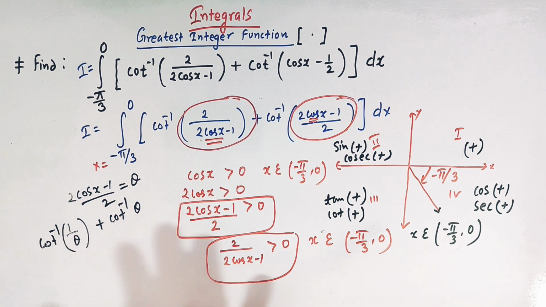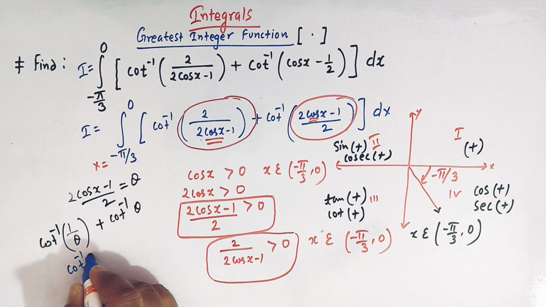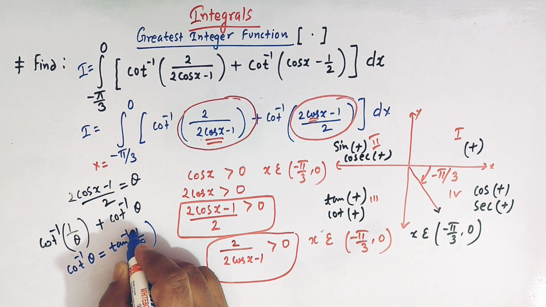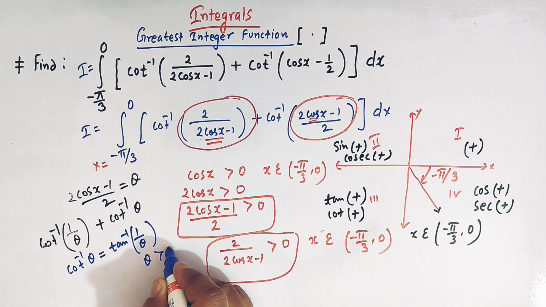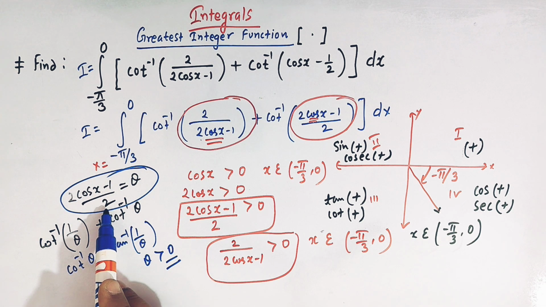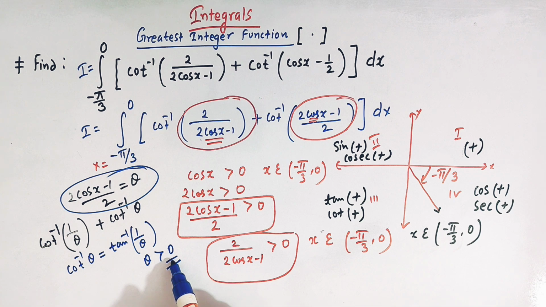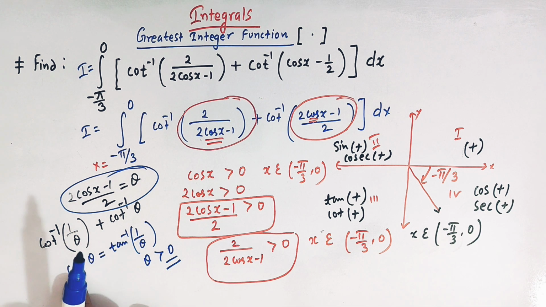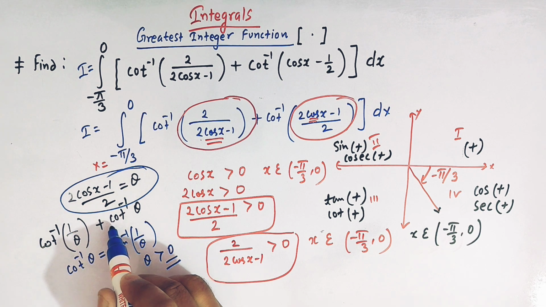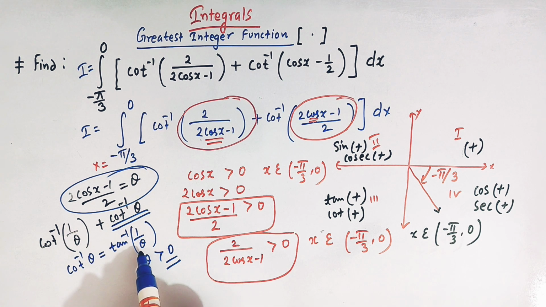So now from the properties of inverse trigonometric functions, we know that cot inverse of theta is equal to tan inverse of 1 over theta, right? For theta greater than 0, right? And here we have assumed that (2 cos x minus 1) over 2 is theta, and this quantity is greater than 0. So obviously theta is greater than 0, so this property holds, right? So cot inverse theta is equal to tan inverse 1 over theta. So now we can replace this cot inverse theta by tan inverse 1 over theta, right?